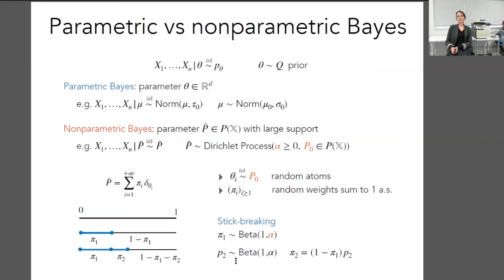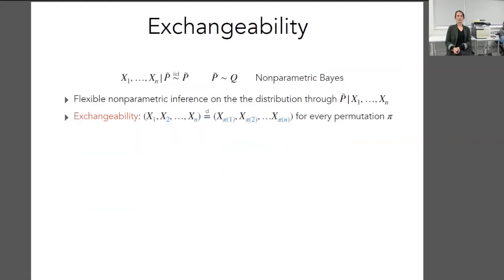Okay, so this is just an example of a non-parametric model. And in this talk, we will focus on non-parametric models. So from now on, we will deal with this kind of assumption where we have that the observations, conditionally on a random probability measure, are IID. And this is coupled with the choice of a prior for the random probability. For example, we can think of the Dirichlet process, but this is just one particular case.